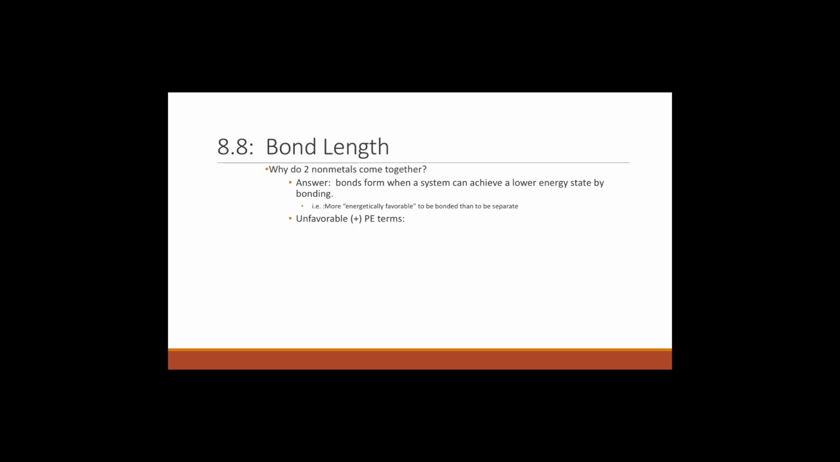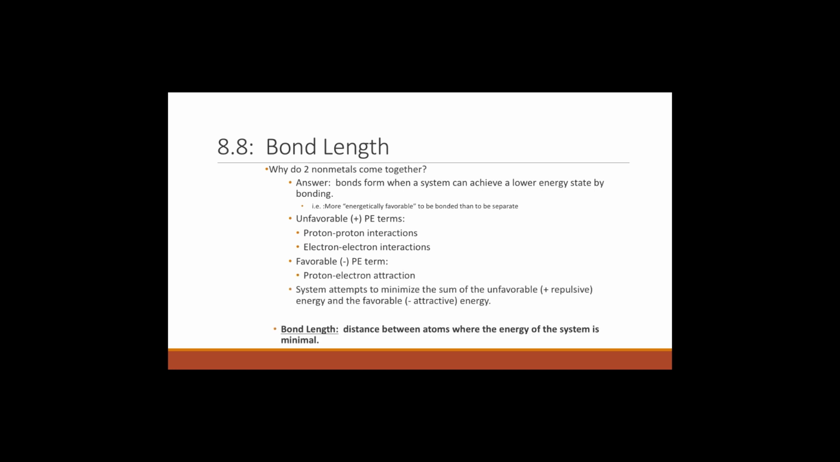First, we have some unfavorable interactions. These are the proton-proton interaction between the nuclei of each atom. We also have the electron-electron interactions between the electron clouds of the two atoms. However, there's also a favorable potential energy term in the proton-electron attraction. The system will attempt to minimize the sum of the unfavorable repulsions and the favorable attractions.